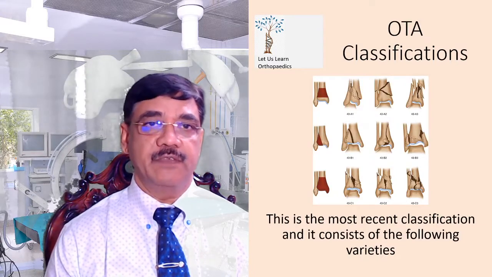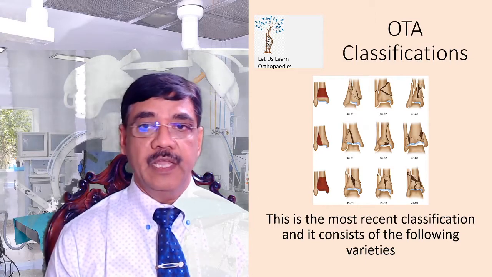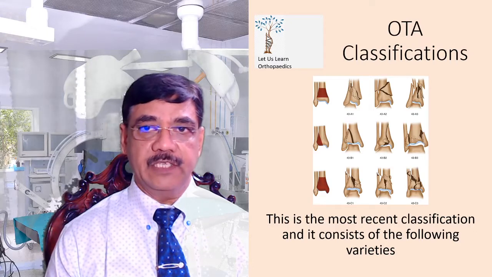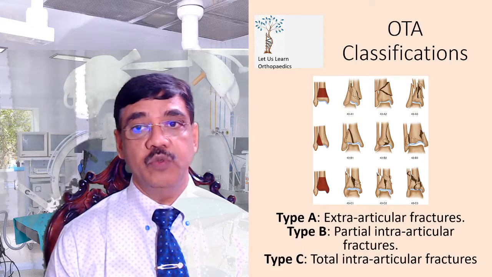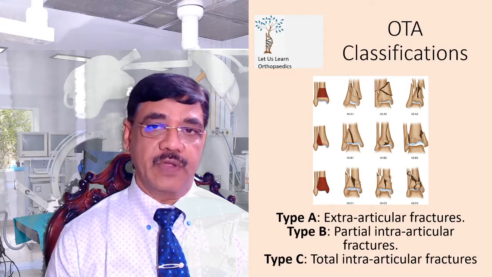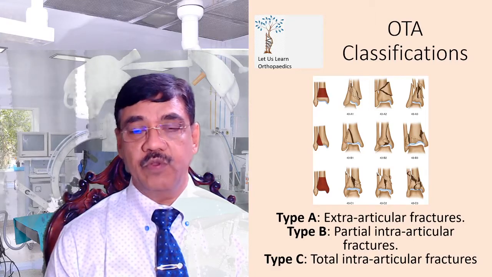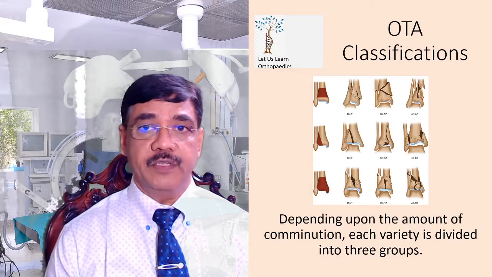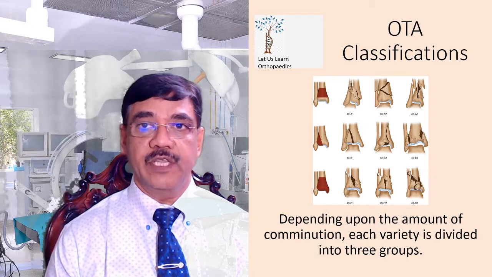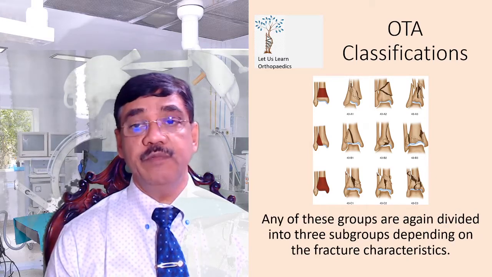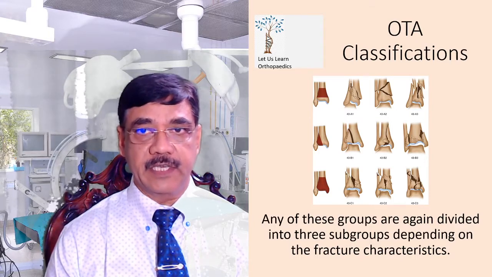Now, the OTA classification has come into vogue nowadays. This is the most recent classification and it consists of the following varieties. Type A, extra-articular fractures. Type B, partly intra-articular fractures. And type C, total intra-articular fractures. Now look carefully. Depending upon the amount of comminution, each variety is further subdivided into 3 groups. Each of these groups is again divided into 3 subgroups depending upon the fracture characteristics.